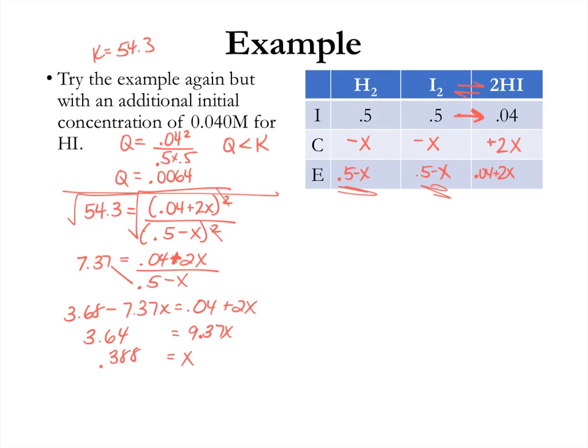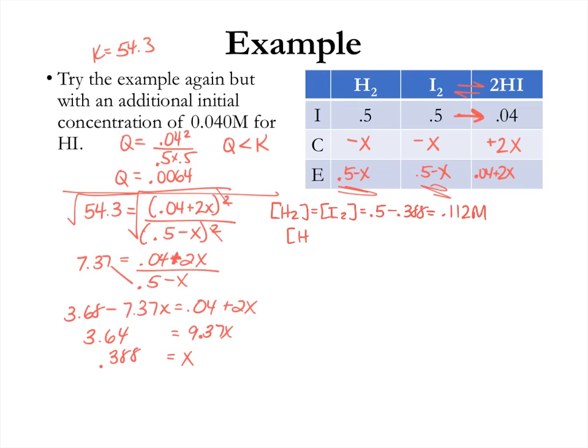Now I can substitute that into the equilibrium. Yeah, I know these are long problems, just deal with it. I can substitute x into the equilibrium line, so we can solve for the equilibrium concentration of hydrogen, which would be equal to the equilibrium concentration of iodine, because we started at the same place, we lost it at the same rate. So that is equal to 0.5 minus 0.388, which is 0.112 molar for each of those.